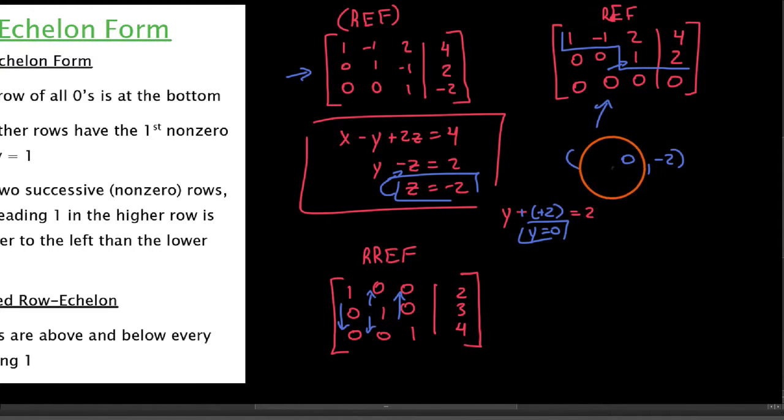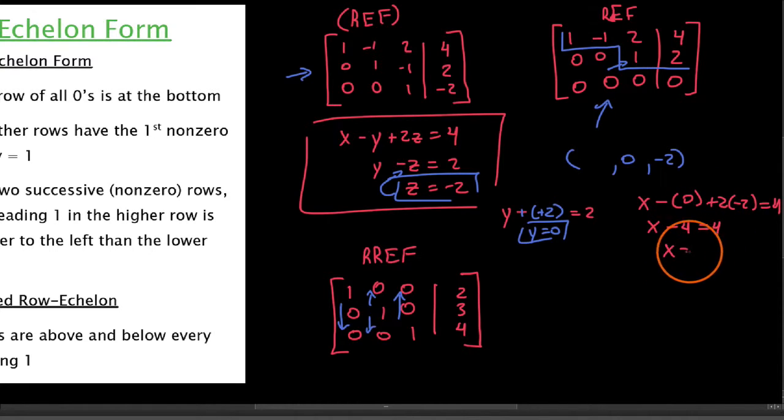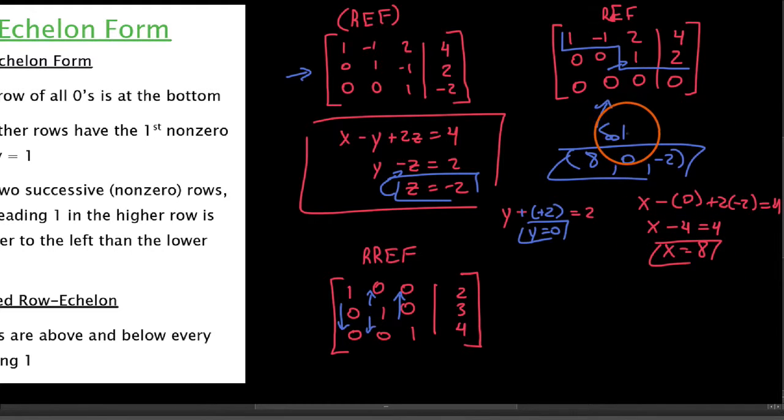And if we go back now and plug these both in, y equals 0 and z equals -2 into the original equation, we would get x minus 0 plus 2 times -2 equals 4. In other words, we get x minus 4 equals 4. So we get x is 8. I'm going to write this up here. But our solution to the system would be pretty easy to find if we were able to write a matrix into row echelon form.